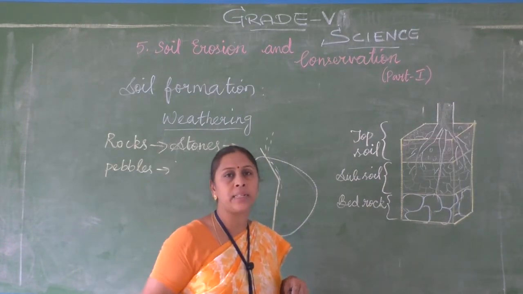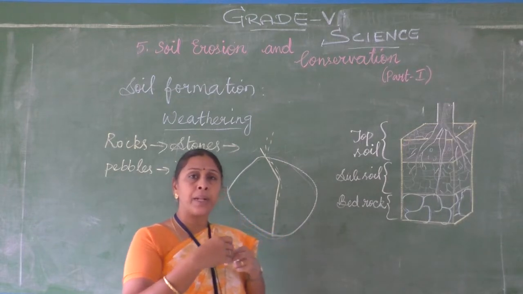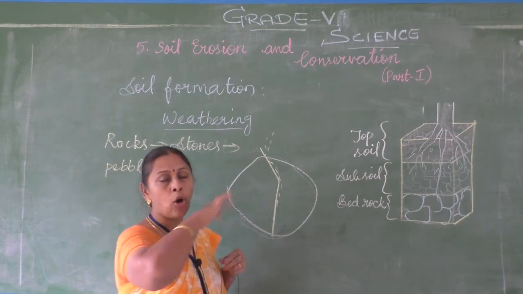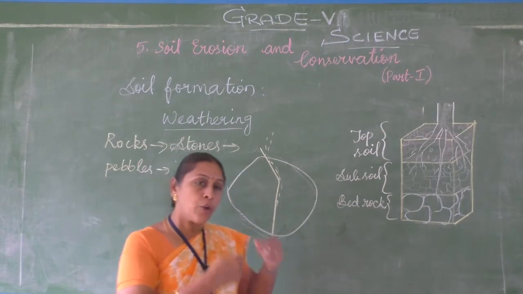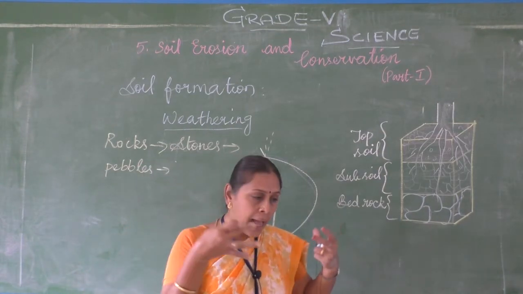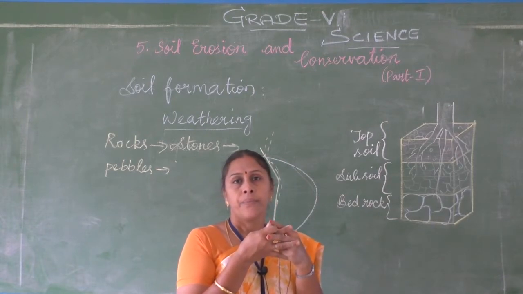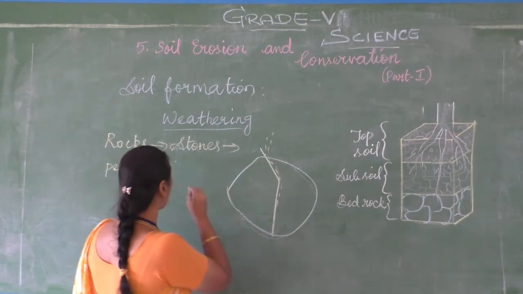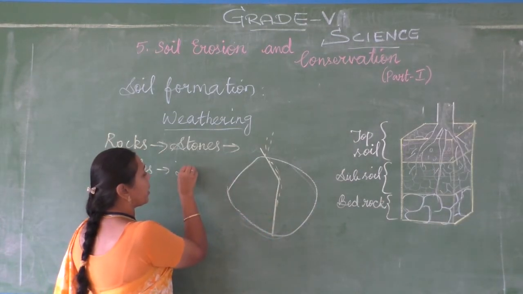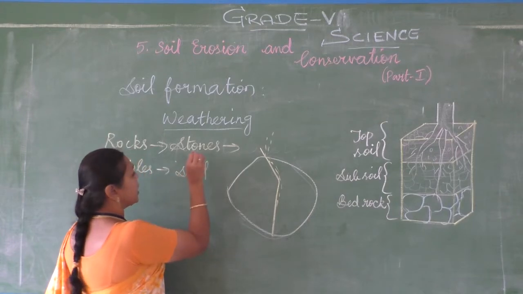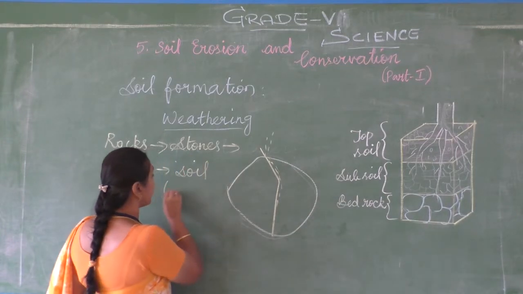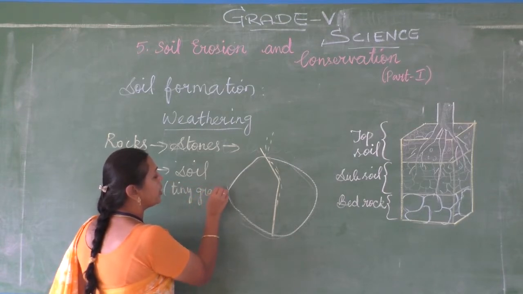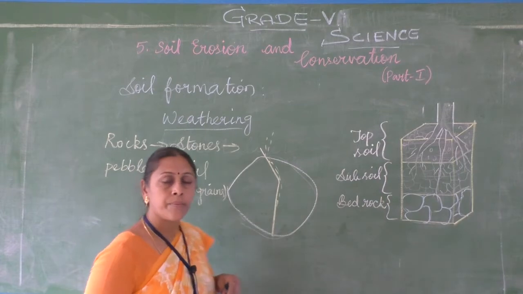Pebbles means smaller than stones. And these pebbles, when the wind blows, again when the rain comes, will move along with the water and wind. They will roll and they will dash with each other. Is it not? And what will happen? They will again break down into smaller pieces or fine particles called soil. Tiny grains of pebbles are called soil.